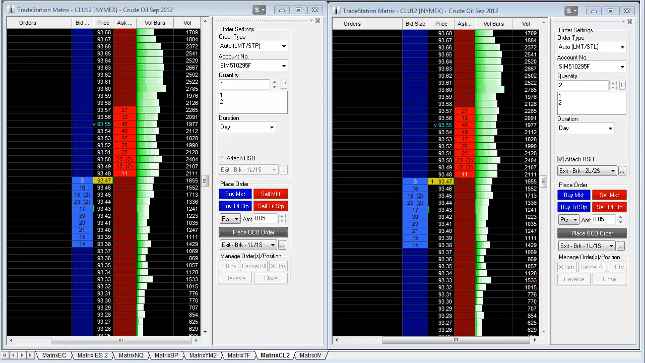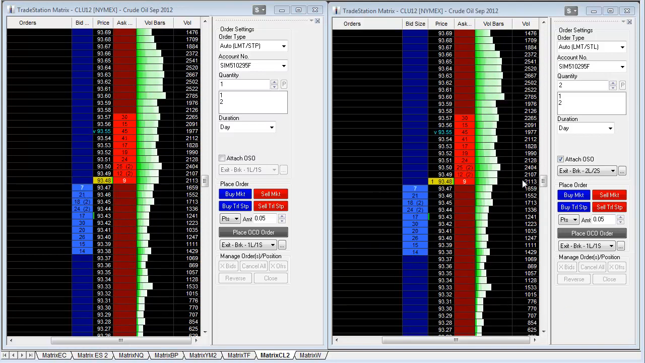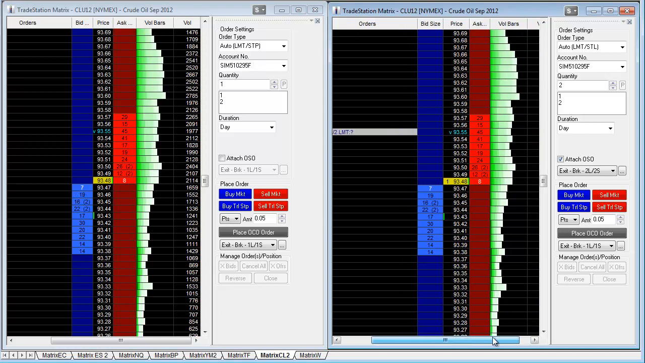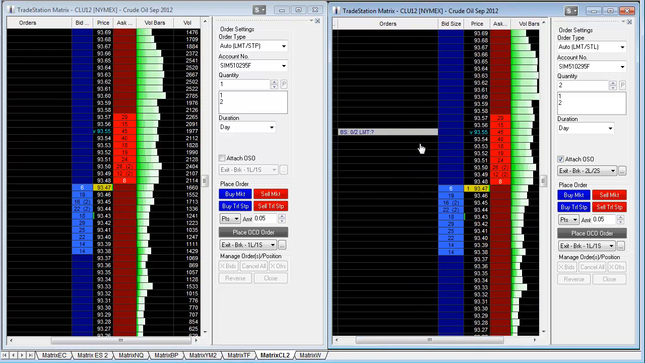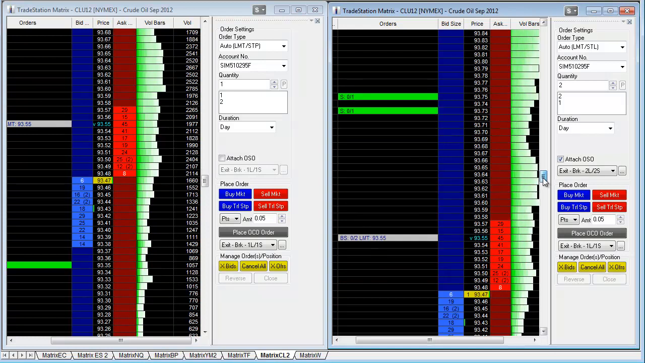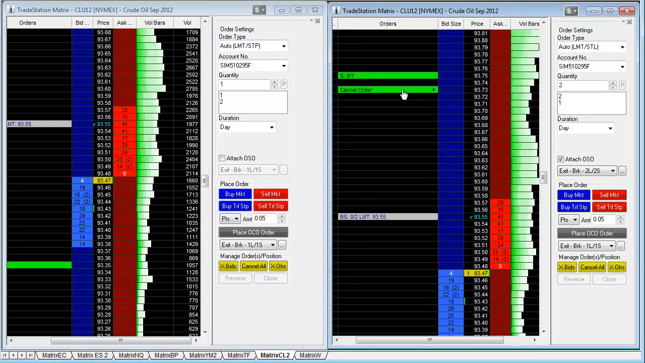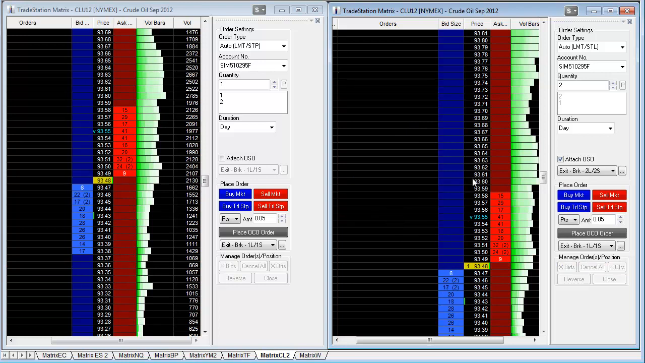All right, so you're going to see that I have two matrices here. The one on the right, this is the one I'm using the most, and I have it set up to enter bracket orders. So if I want to buy, I'm going to click on the buy area here. And it's going to give me a stop and two targets. And the reason why is because I'm going in with two positions, and I have it set up to do that.